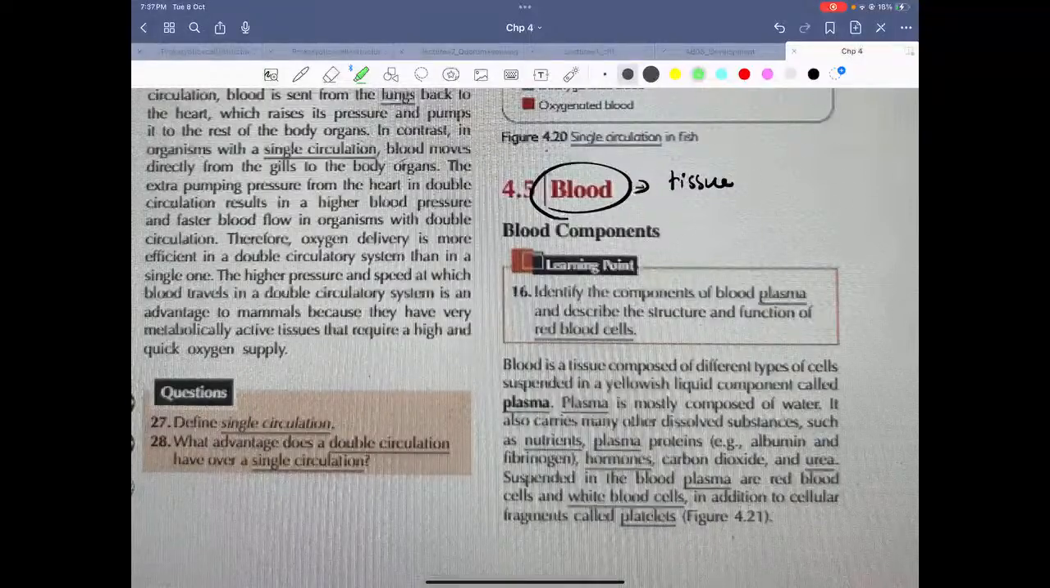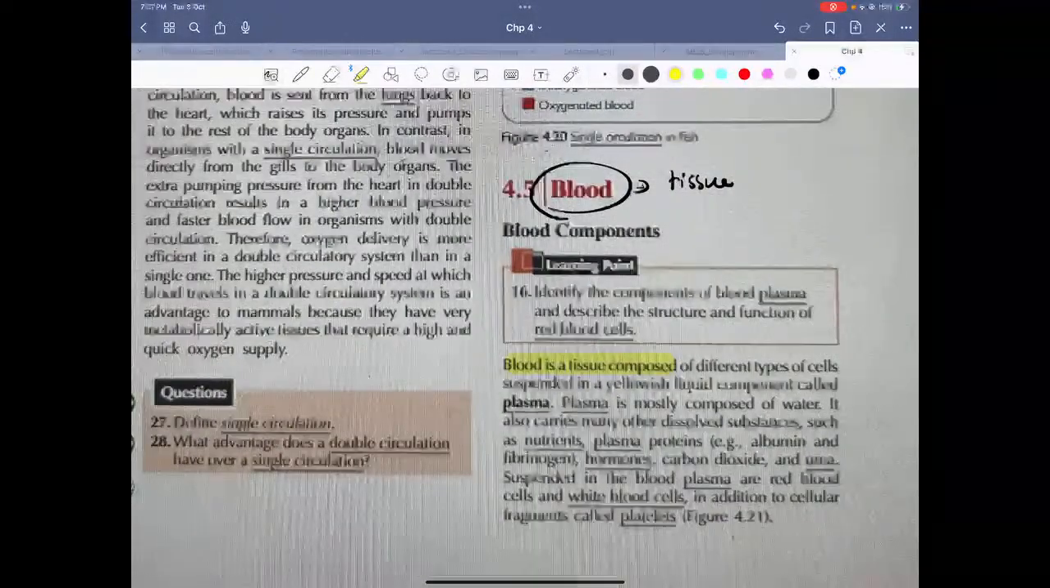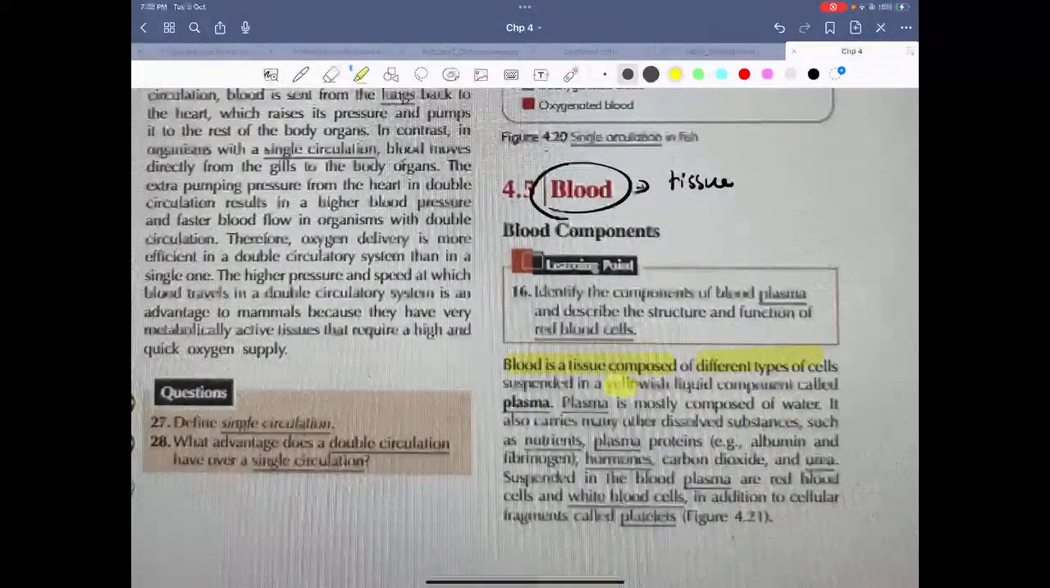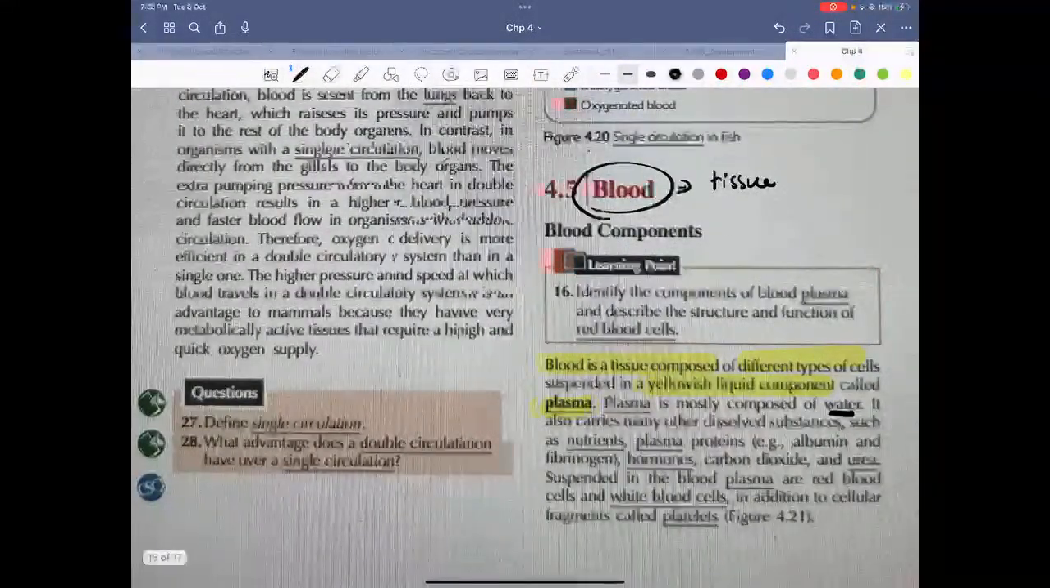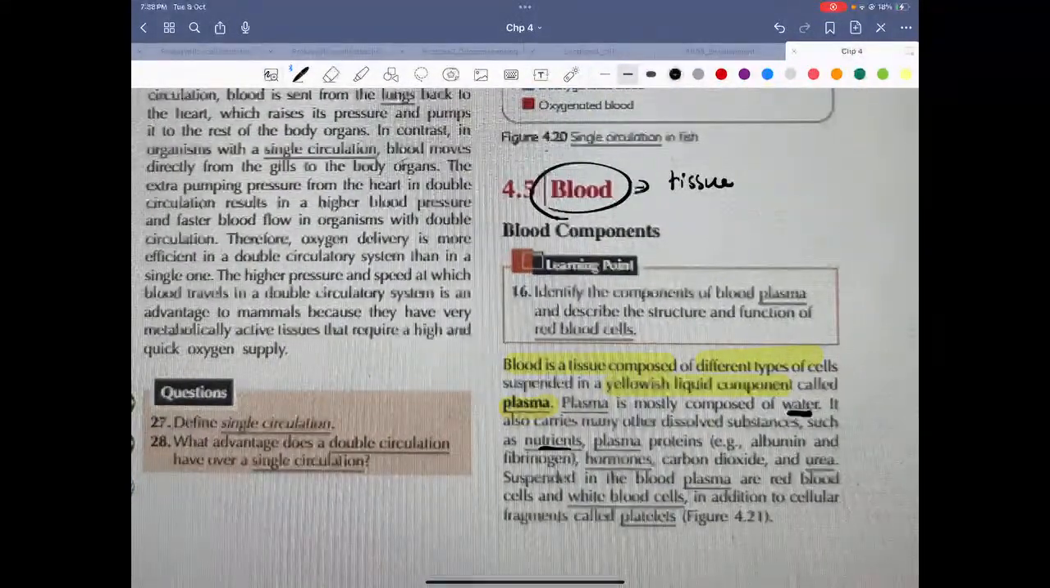Blood is a tissue composed of different types of cells suspended in a yellowish liquid component called plasma. So if they ask, what is the yellowish liquid component? It is plasma. Plasma is the liquid component of the blood. Now it's mostly composed of what? Of water. That's the main composition. It also carries other dissolved substances such as nutrients, plasma proteins, hormones, carbon dioxide, and urea. So plasma, let me write it down.